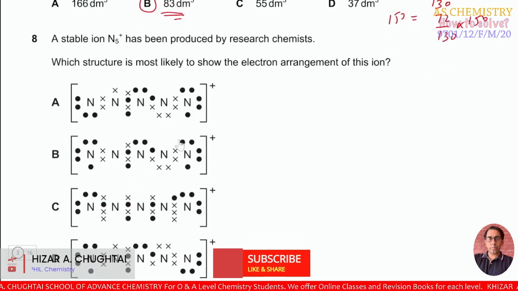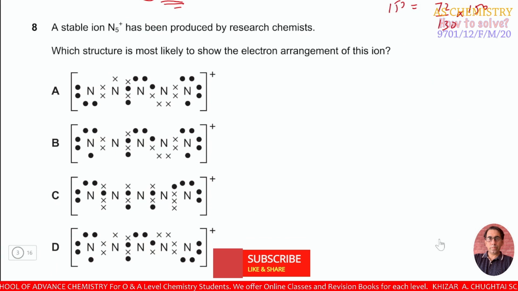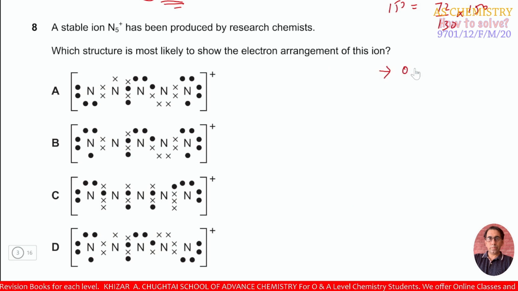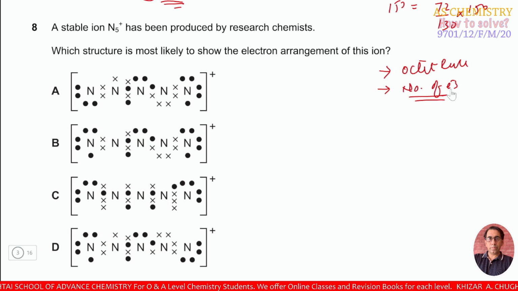Question number 8. A stable ion, that is N5 positive ion, has been produced by a research chemist. Which structure is most likely to show the electronic arrangement of this ion? The basic rule is that you must follow the octet rule, and the number of outer electrons should also be compatible with the formula.